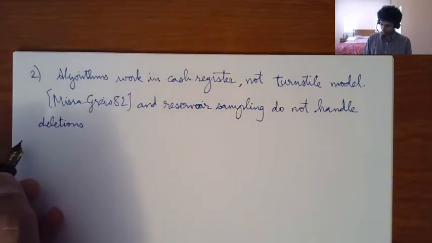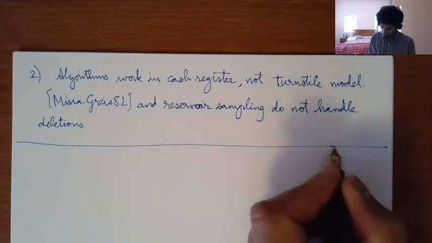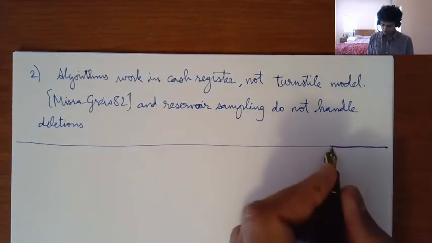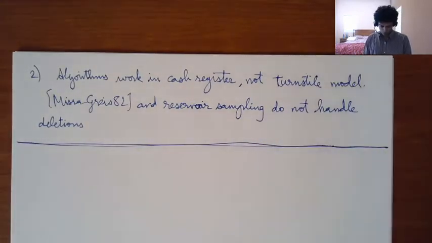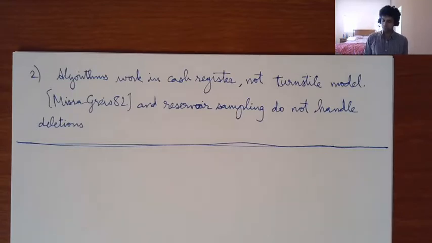If you could just briefly describe the difference between cash register model and turnstile model. Sure. Cash register model means that you only have increments. So you're just seeing a stream of items go by. In a turnstile model, each item also comes with a count, and the count could also be negative. So you could imagine that you're seeing element inserts and element deletions. So that's the distinction. Okay, thank you.